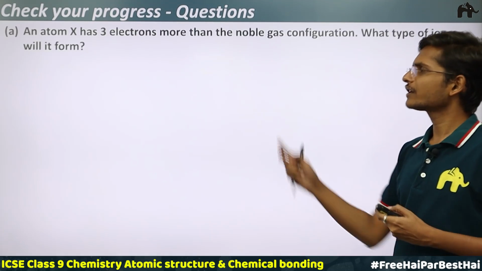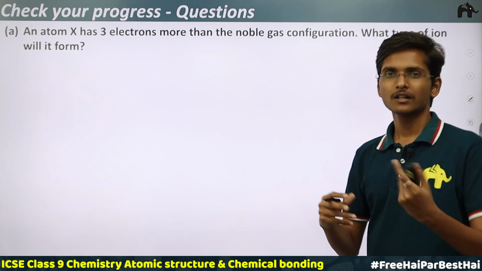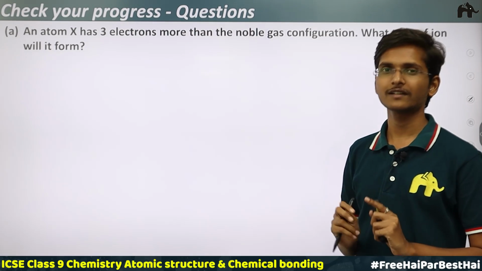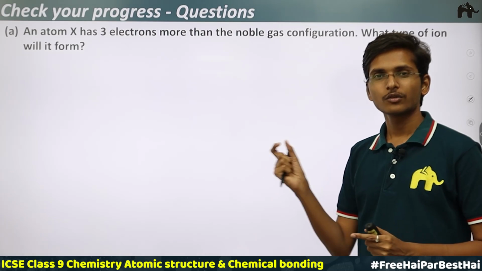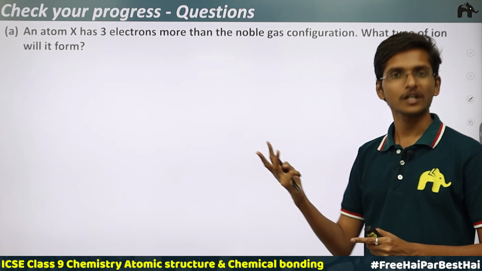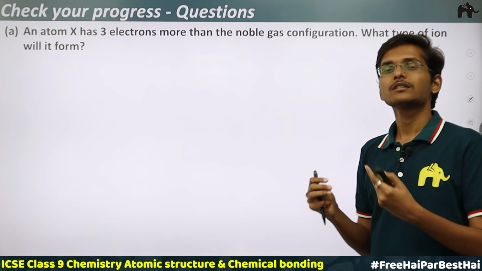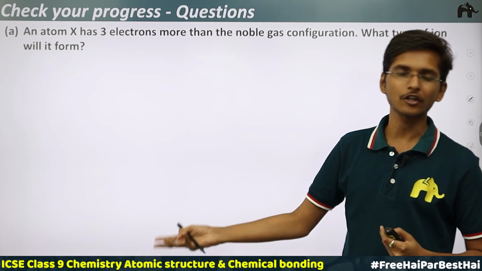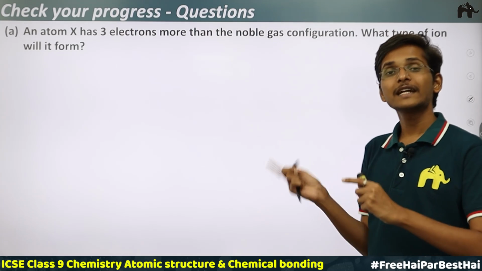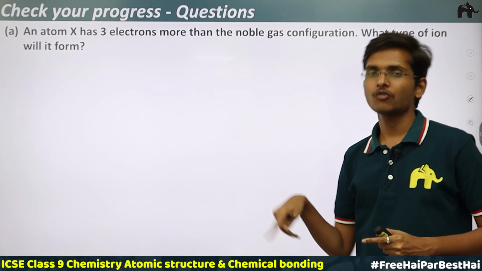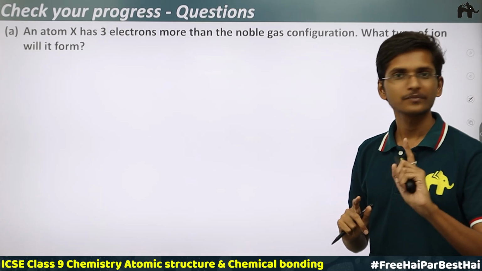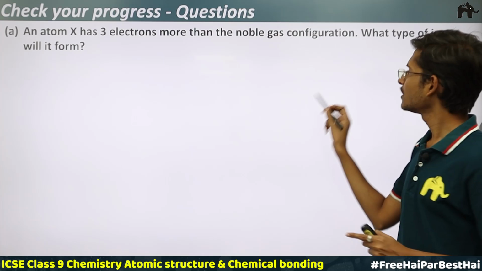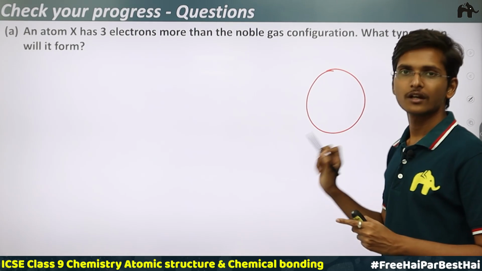What I have already told you when we studied valency in chapter number 1 itself: whenever the electrons in the outermost shell are 1, 2 or 3, the atoms have the tendency to lose the electrons and make their inner shell the outermost shell having 8 electrons. Clear? So suppose an atom is having 3 electrons more than the noble gas.